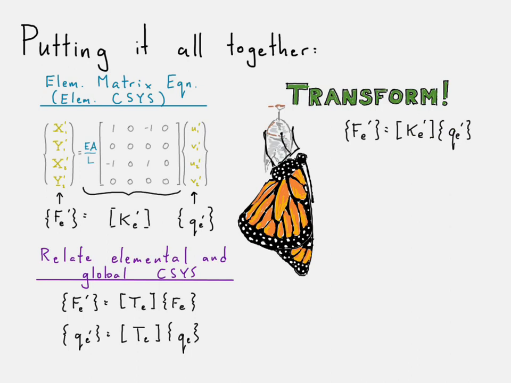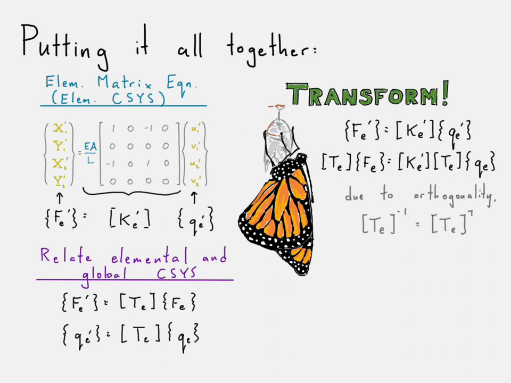We have our forces equal to our stiffness matrix multiplied by our displacements. This is the same thing as what we have over here for our elemental matrix equation. Then we make the substitution that we have here for our forces and our displacements using that elemental transformation matrix. We can bring that transformation matrix over to the other side using the principle of orthogonality. That will be the transpose once we get to that other side.